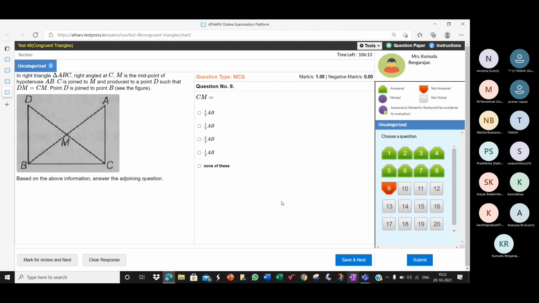Excuse me. Please don't open your NCERT. I don't want anyone to open NCERT and just read out the information from there.